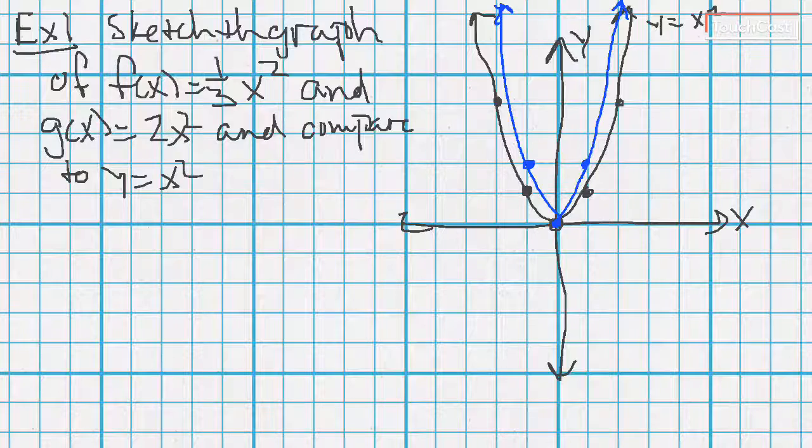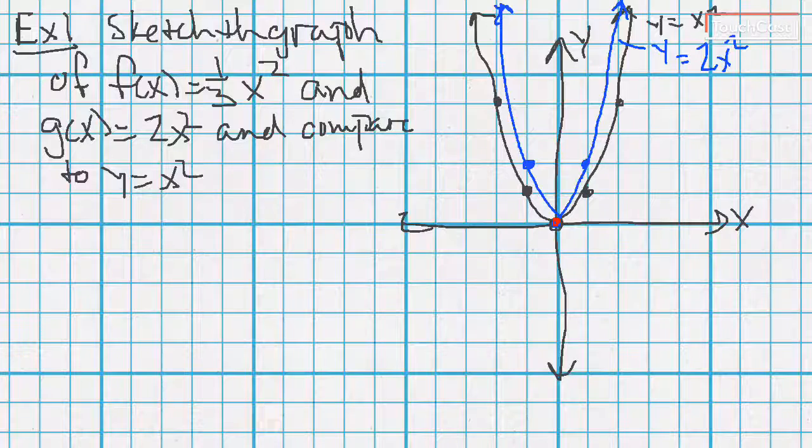Alright, so in blue, we've got y equals 2x squared. In red here, I'm going to graph f of x. Now that 1/3 in front of x squared means each x value is going to be taken and divided by 3. Each original x value.